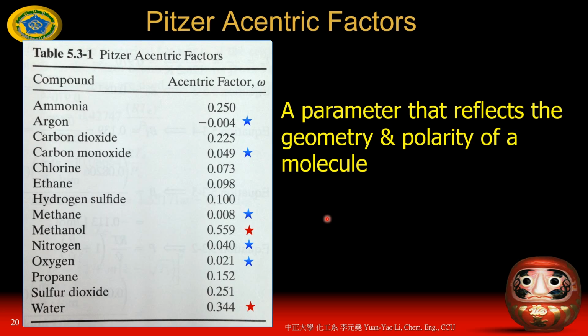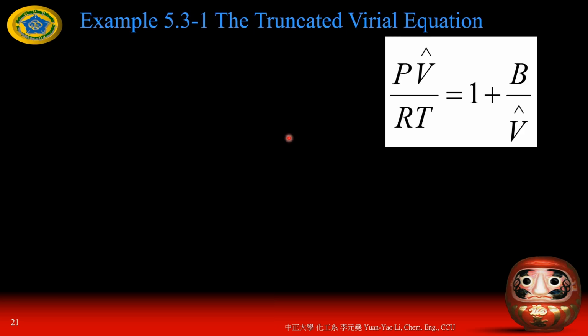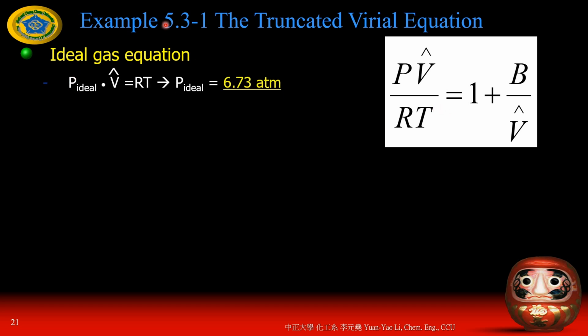Okay, so as you can see, if we have omega, we can use it. In your final exam, I won't ask you to remember omega here. I will give you a table like this. So this is example 5.3-1, a truncated Virial equation. Again, I don't want you to remember this equation. I will give this equation to you if you have this in your final exam. So the ideal gas equation is that, for example, this is 5.3-1. Let's see what is this on page.